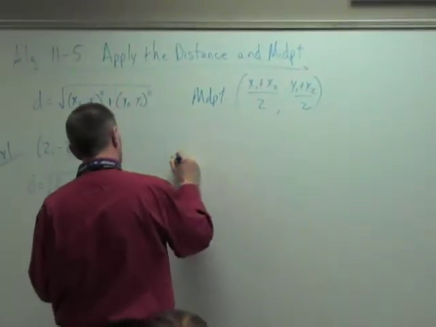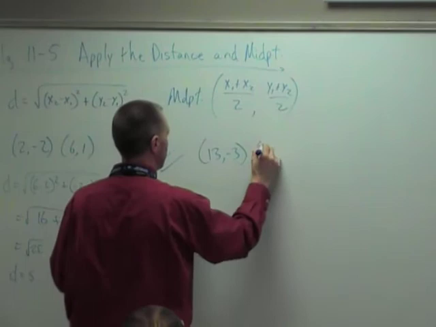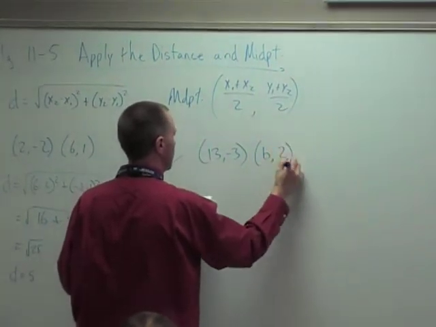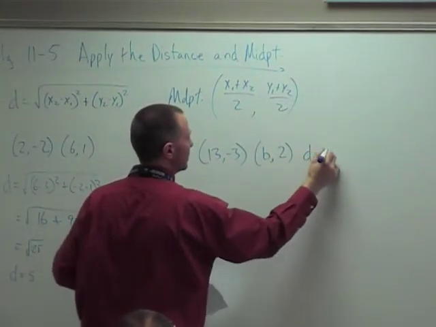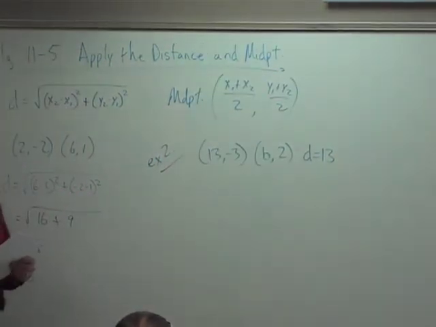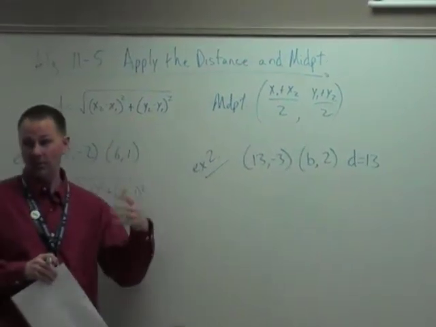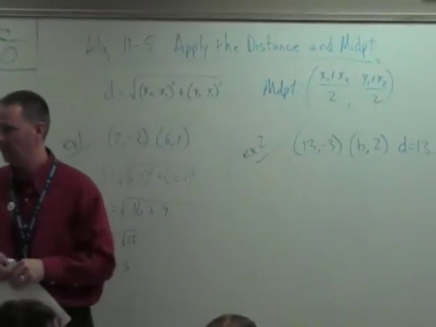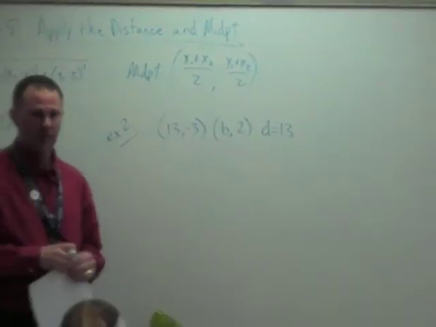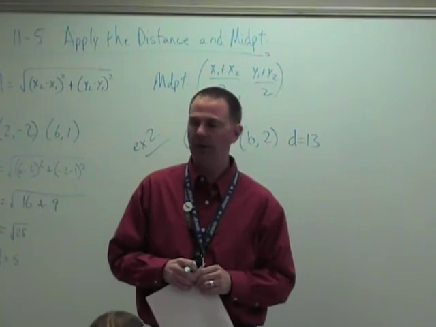All right, so example 2. Here are your points: 13, -3, and b, comma 2. The distance is 13. I don't know what b is. If you want to call it x, that's fine because it's in the x position. So what you do is fill in the formula, and then you have to solve for that letter somehow. If you're totally lost, raise your hand and I'll go ahead and do the problem as everybody else is doing.